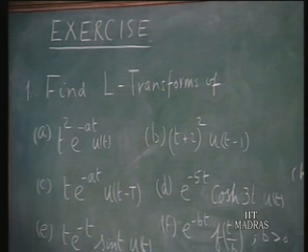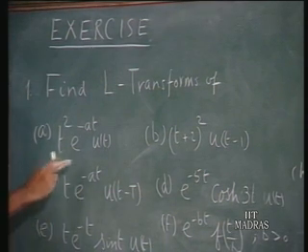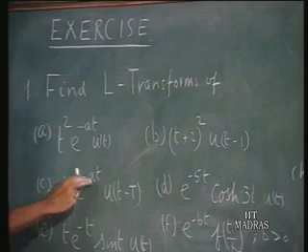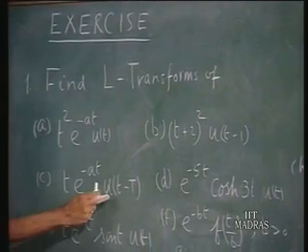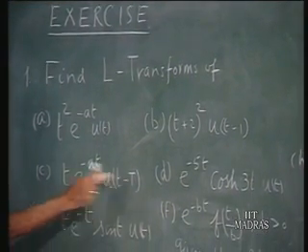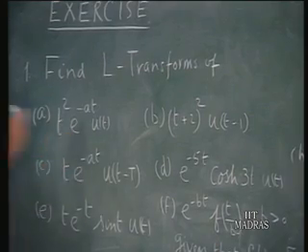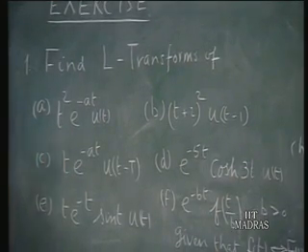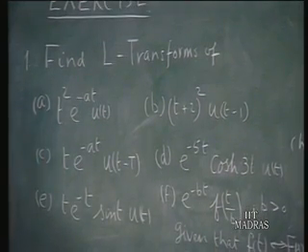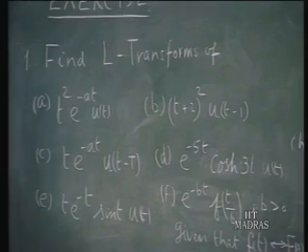The third function, C: t e to the power of minus at multiplied by u(t minus T), a delayed step function. So once again, this function starts from t equals capital T onwards. It's truncated for values of t less than capital T.